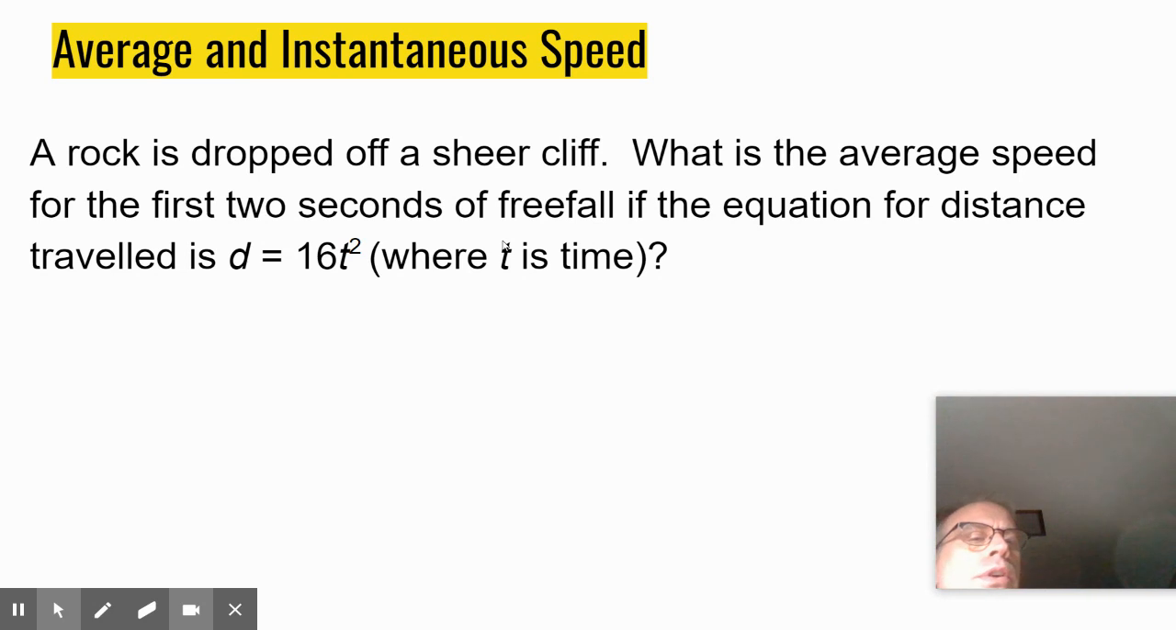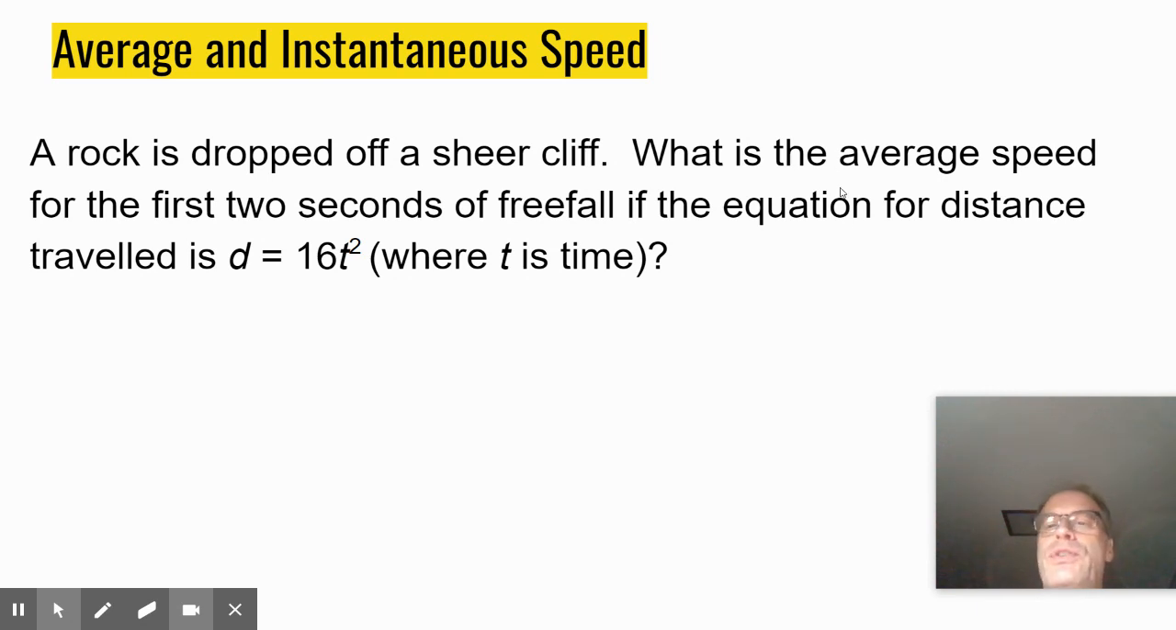The example I'm going to start off with is, let's say you've got a rock that's been dropped off a sheer cliff. What is the average speed during the first 2 seconds of free fall if the equation for the distance being traveled is strictly in terms of time, and it's d equals 16t squared, where t is time.